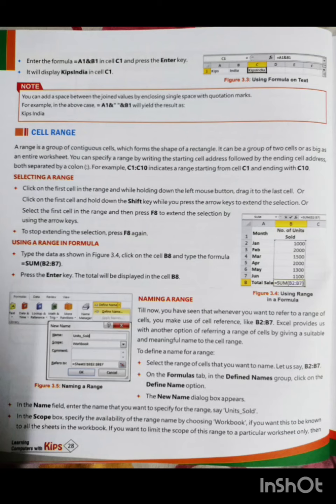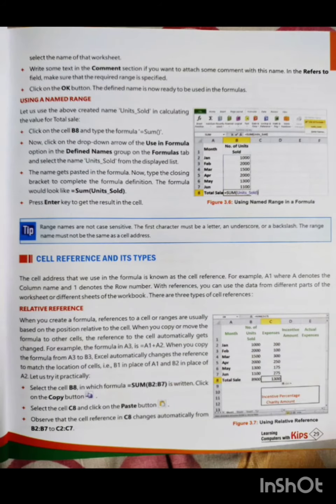Next, how can we use the named range in a formula? Let's see the book's example, Units_Sold. Suppose we want to add all the cells in that particular named range. Again we click on the cell where we want to display the result. Then we type the formula starting with the equal to sign, then SUM, then within parentheses the named range.